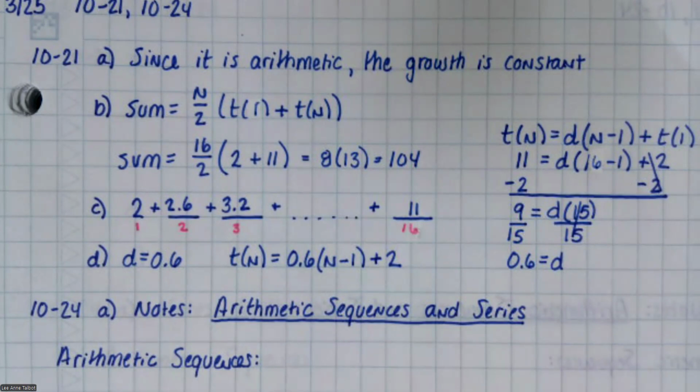Okay, so I got a lot of stuff here. I found D is 0.6. I used that to fill in the ones that I was not lazy enough to write. And then I rewrote the equation with D and then first term.